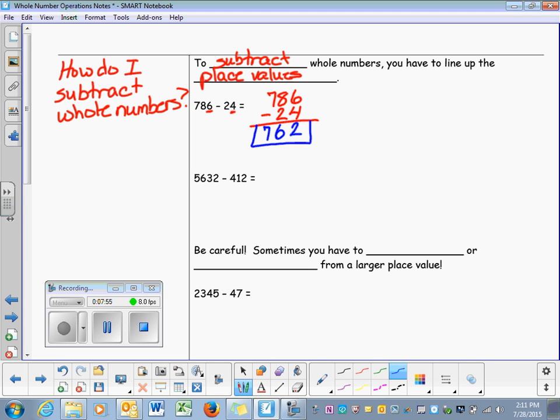For our next example, 5,632 minus 412, we have 2's in the ones place for both numbers. Going from left to right as I rewrite the problem, I have to make sure with the second number that I line up my place values, ones, tens, and hundreds.